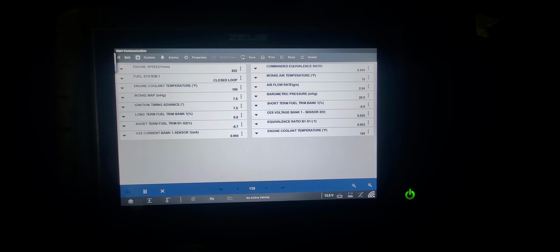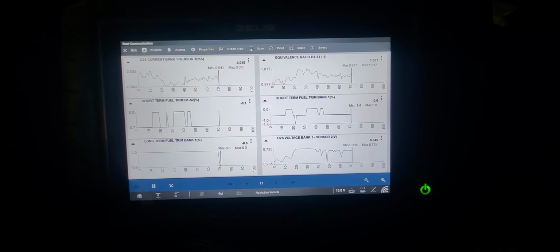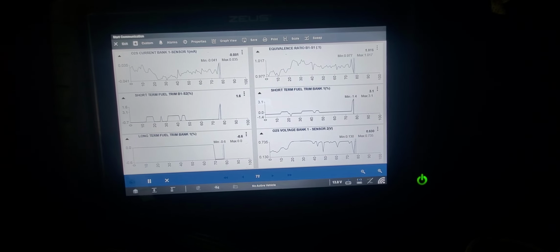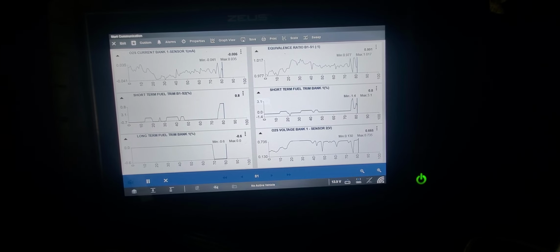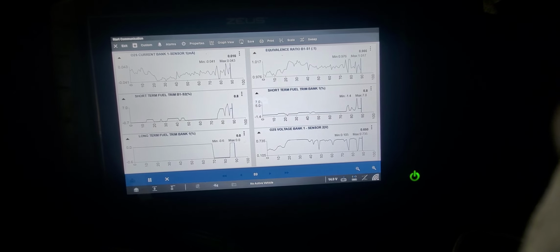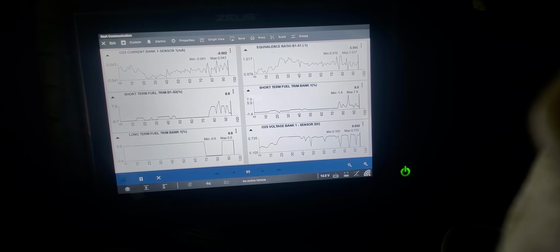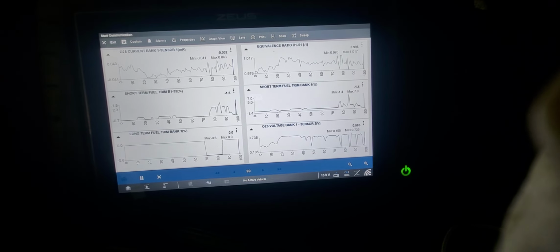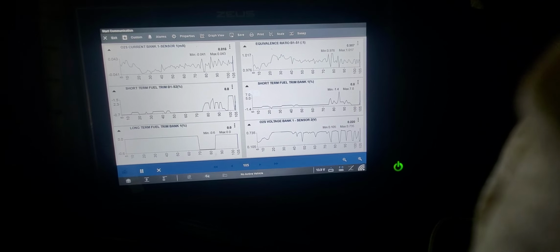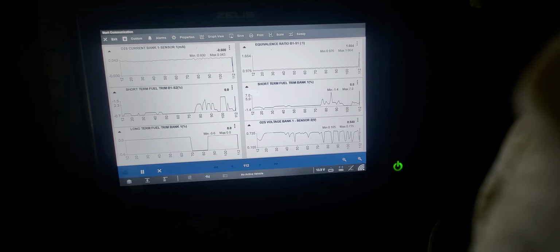Okay, so let's go on to fuel trim data. Okay, it's fuel trim data now. I don't have the RPM pulled up, but I'm at 800 RPM right now, so I'm going to raise the RPM. 1500, 2000, 2500, 3000, back to idle.